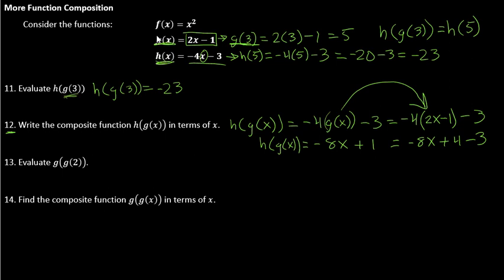So now let's do h of g of 3 just to make sure we're getting what we're supposed to. If we do h of g of 3, that becomes negative 8 times 3 plus 1, negative 24 plus 1, negative 23. Same answer.